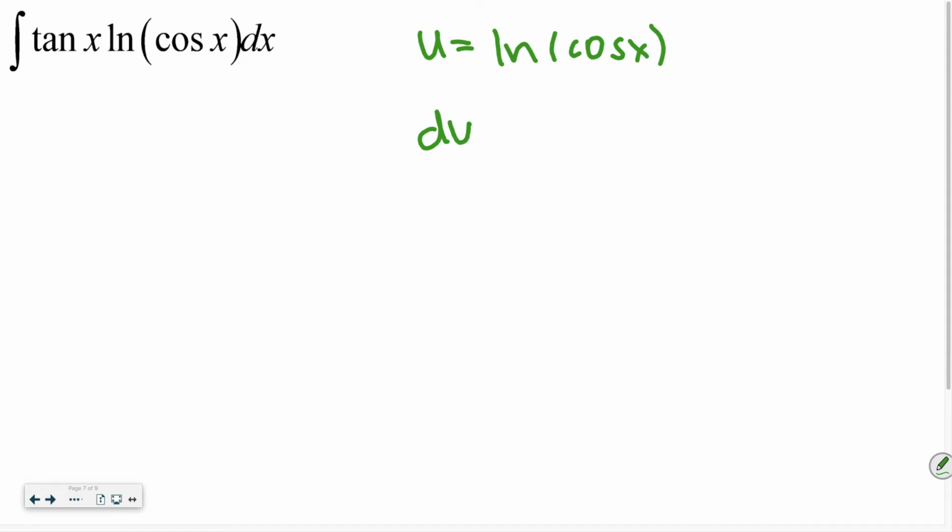Well, let's take this derivative. 1 over what's inside times the derivative of what's inside. Oh my goodness. Wow, that says sine.